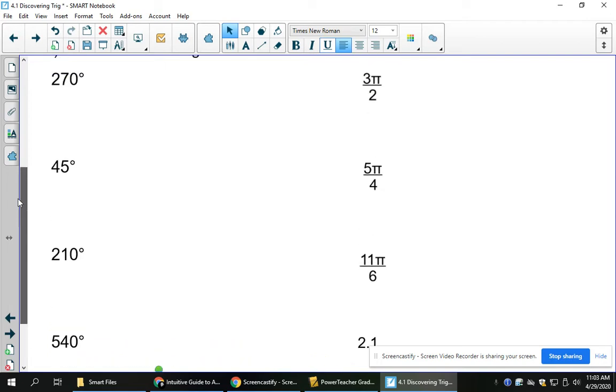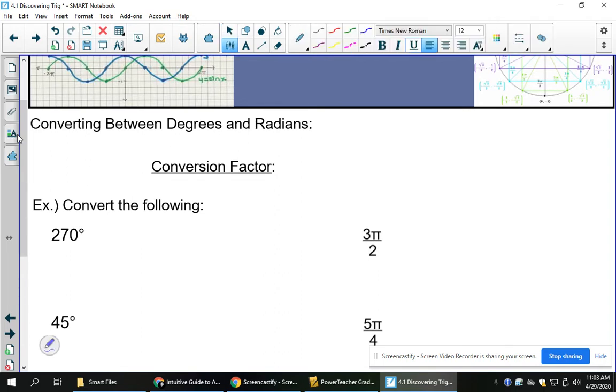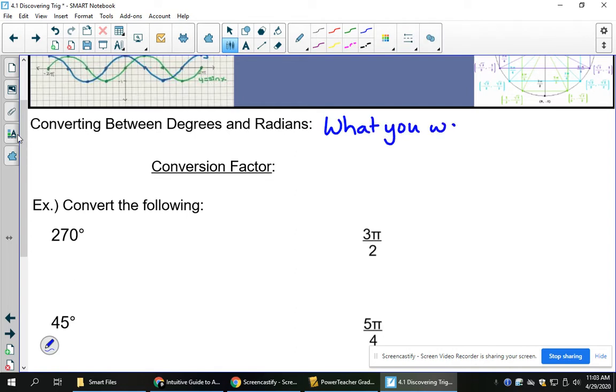So converting between degrees and radians, what you need to remember is what you want goes on top. So if you want to convert something to degrees, then you have to put degrees on top. If you want to do radians, you have to put the pi on top. So what is this conversion factor? It's pi and 180 degrees. So you're either going to use it in this form or in this form.